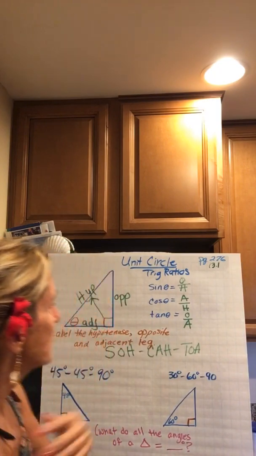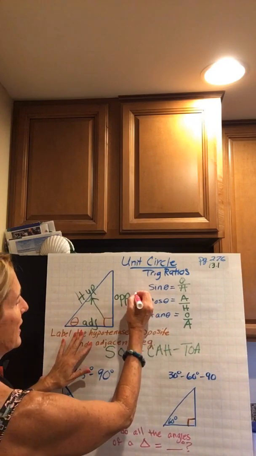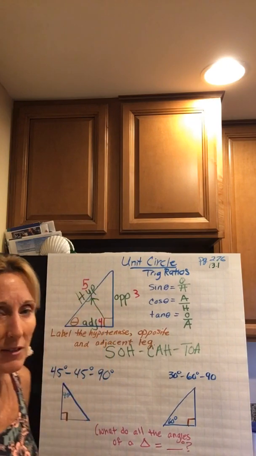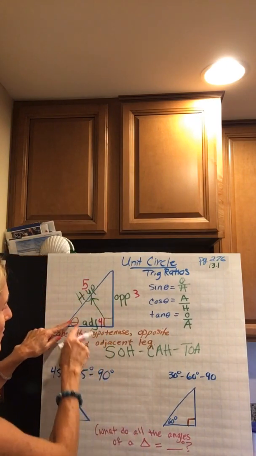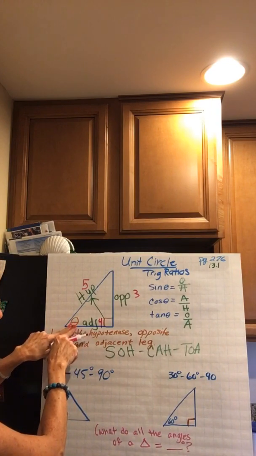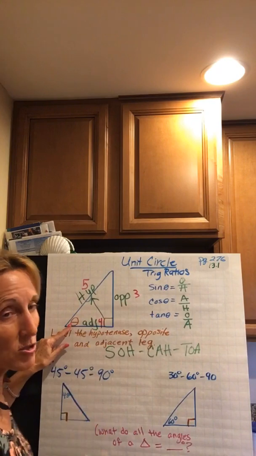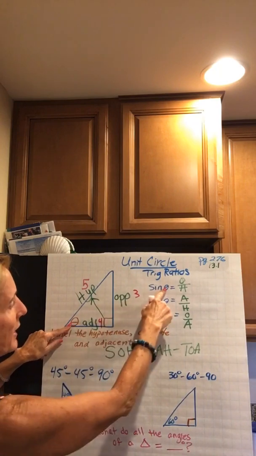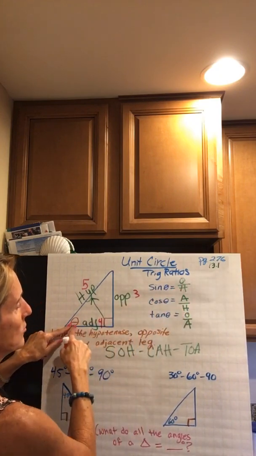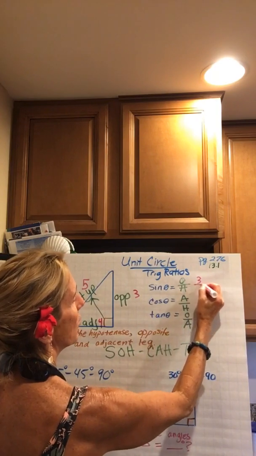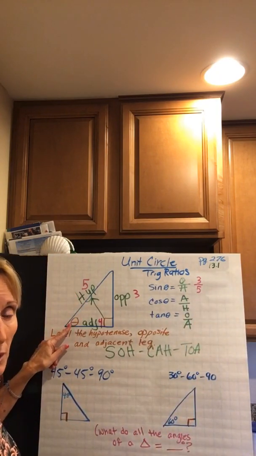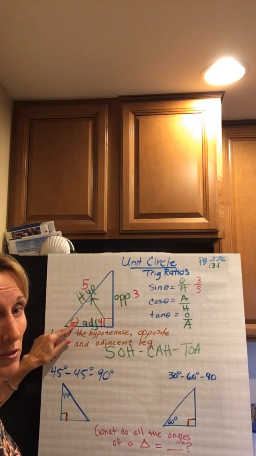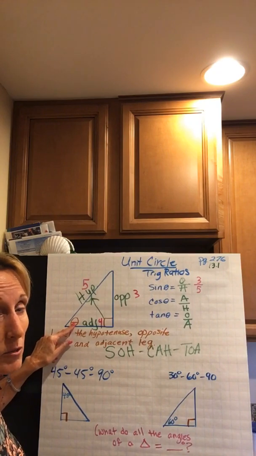And you may be going, yeah, so? Well, if I put numbers on this triangle, so let's say I gave that a 3, and that a 4, and that a 5, and I said, what is the sine of this theta? Now that I have the measurements of this triangle, you would go, okay, sine is opposite over hypotenuse. So it is 3 over 5, which is 3/5. That would be the sine of that angle, 3/5. That's where you use the trig ratios.